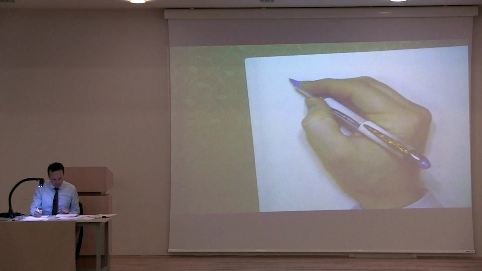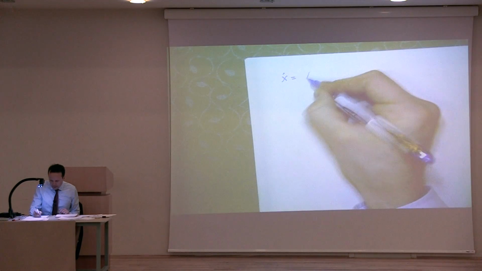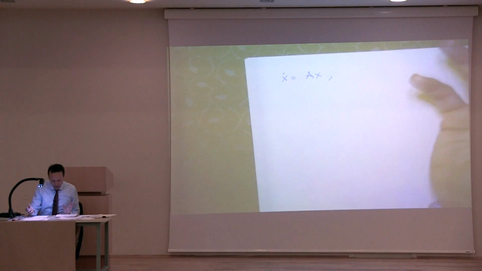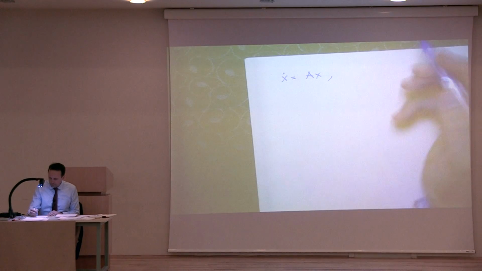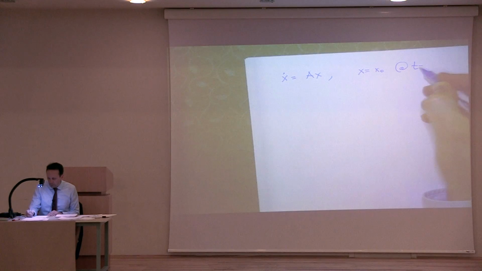The 2D problem looked like this, right? x dot equals A times x, starting at x equal to x0 at t equal to 0.